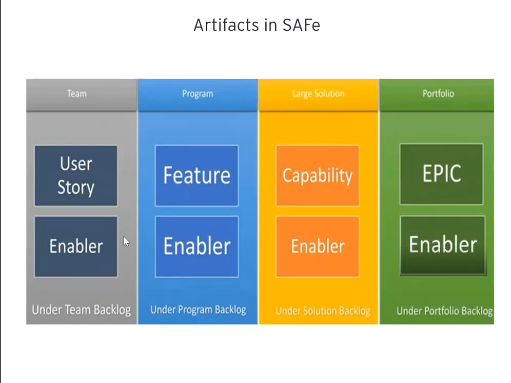And the artifacts. At the team level, we have the user story and enabler. At the program level, we have the feature and enabler. In the large solution, we have the capabilities and the enabler. And at the portfolio, we have the epics and enablers.